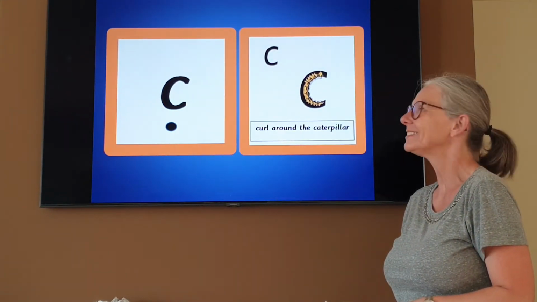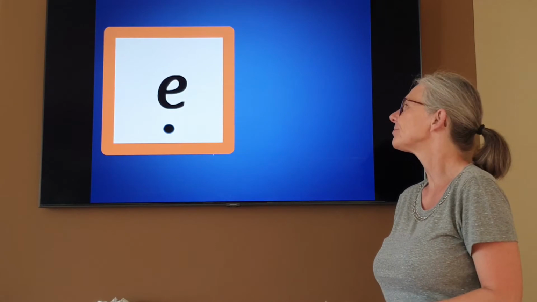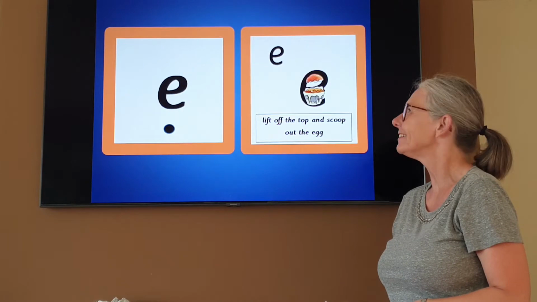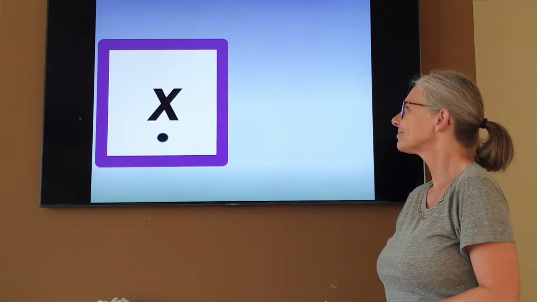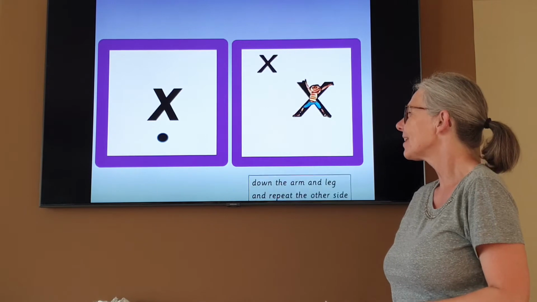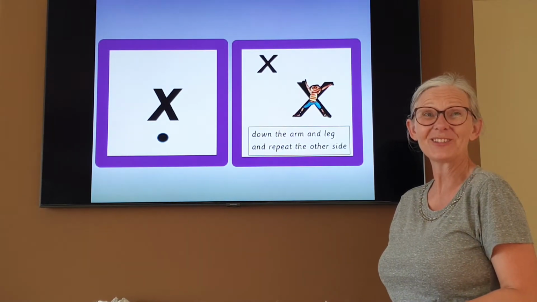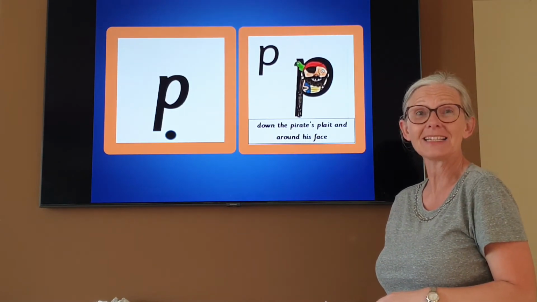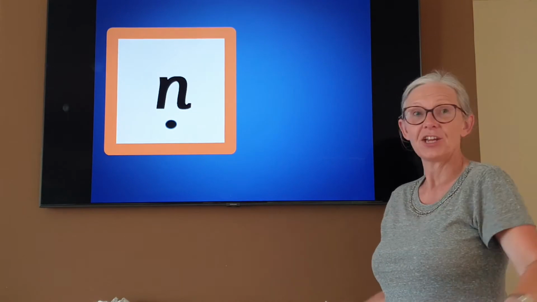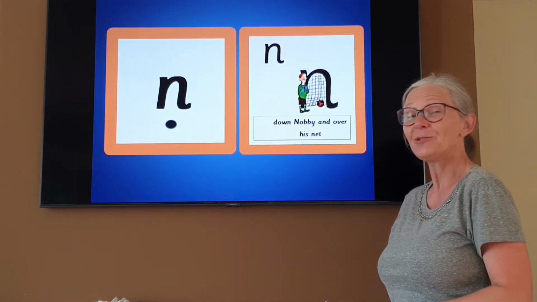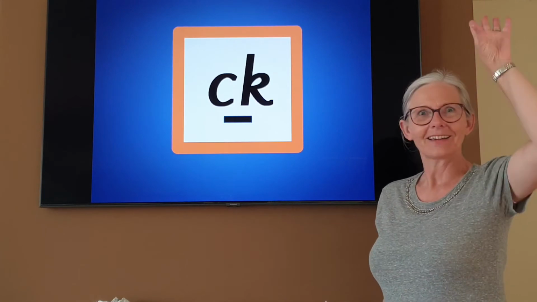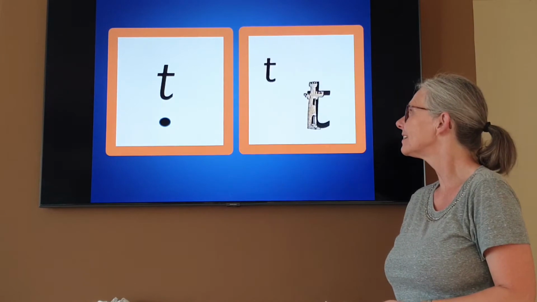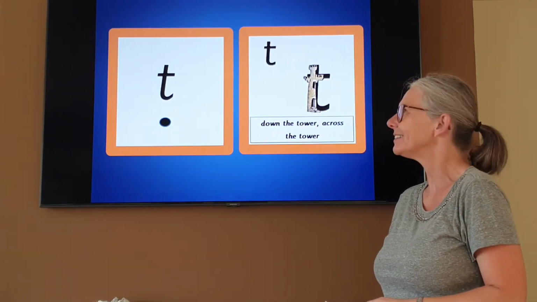Curl around the caterpillar. Ch. Eh. Lift off the top and scoop out the egg. A. Kss. Down the arm and leg and repeat the other side. P. Down the pirate's plait and around his face. Mmm. Down Nobby and over his net. T. Down the tower, across the tower.